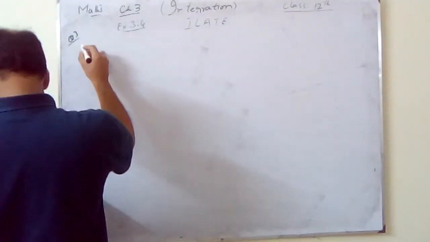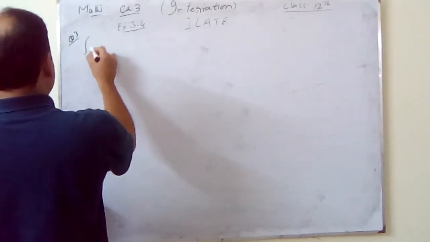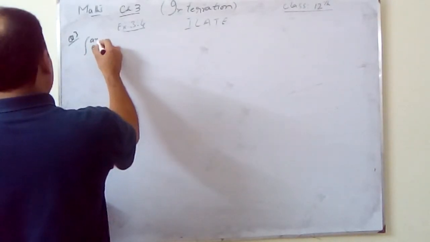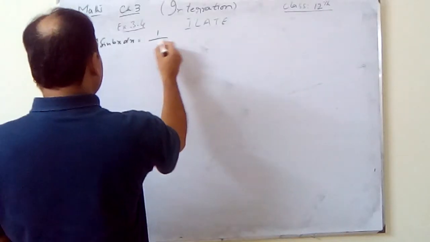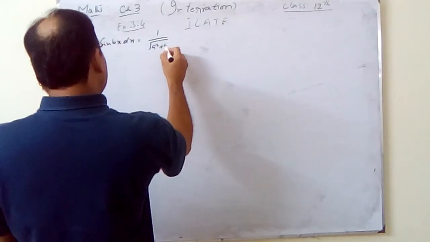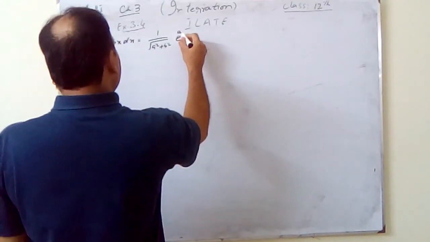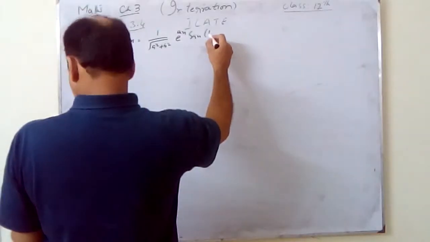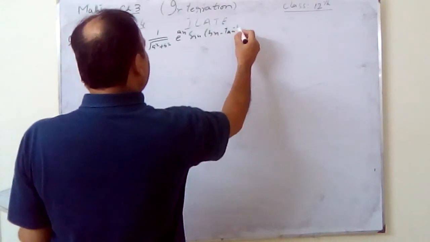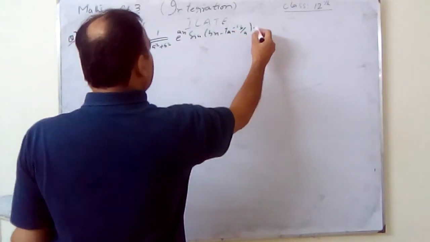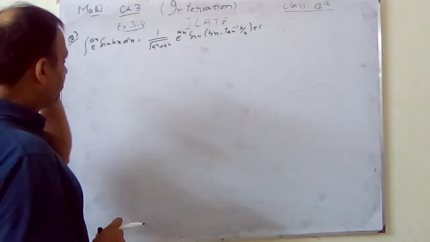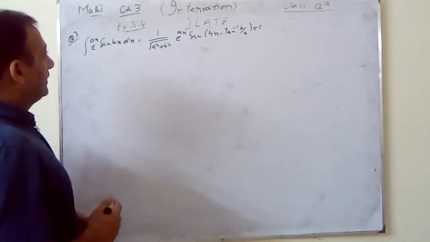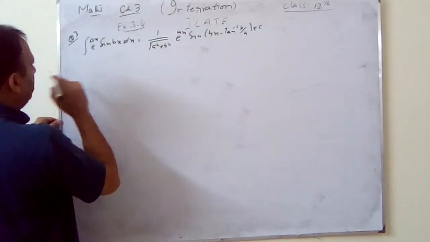Question number 3. Show that the integral of e power ax sin bx dx is equal to 1 over square root of a square plus b square, e power ax sin bx minus tan inverse b over a, plus c. Students, this is a lengthy question, so I will go very quickly.